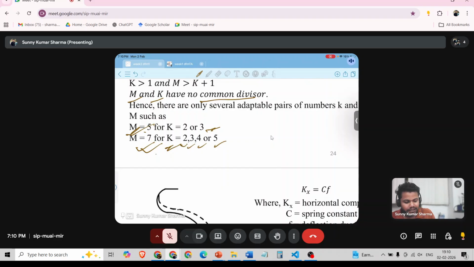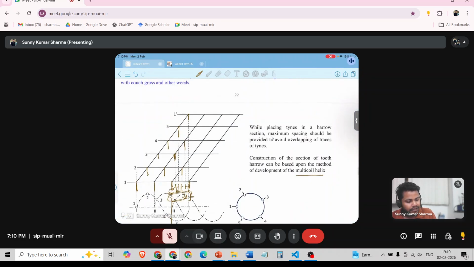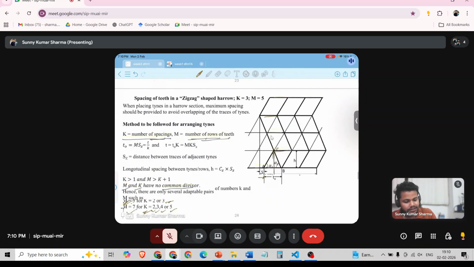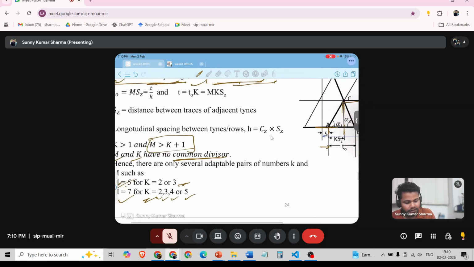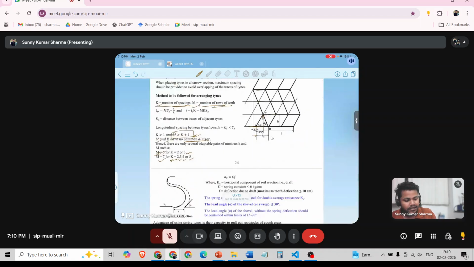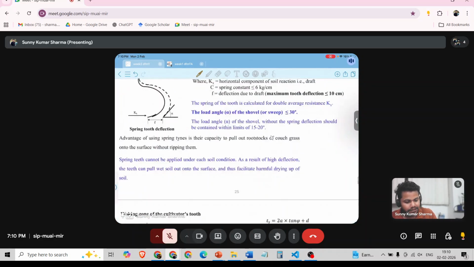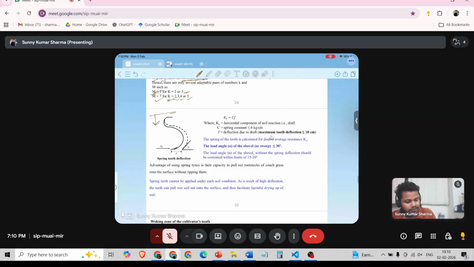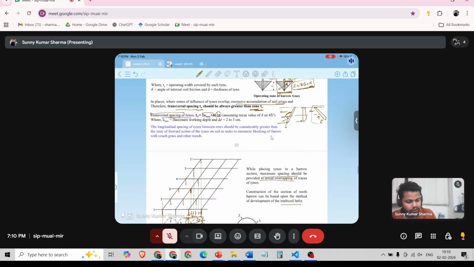If we are taking 6, then we cannot take 2 or 3, because this will have a common divisor. So the first thing is that maximum spacing should be provided to avoid overlapping of traces. The number of spacing, that is k, and the number of rows, that is m, should have no common divisor, and m should be greater than k plus 1. In that way we can design a zigzag shaped harrow. From here the cultivator is starting. We can also discuss this cultivator, but first let us see some harrow questions.